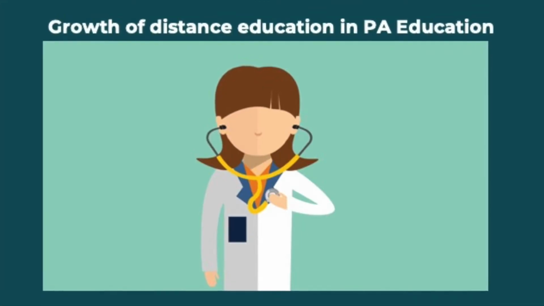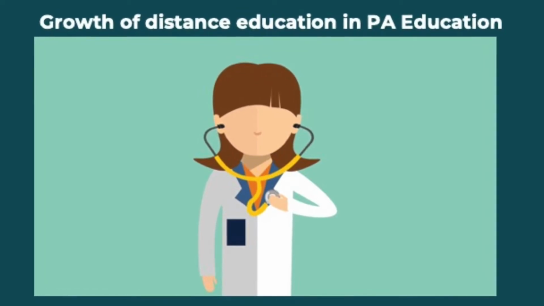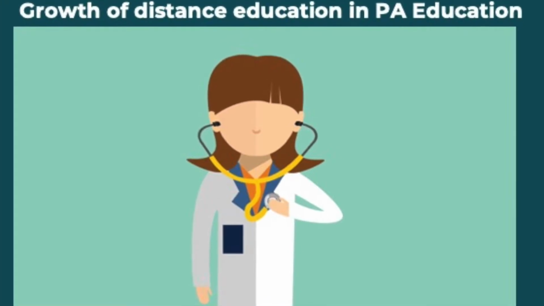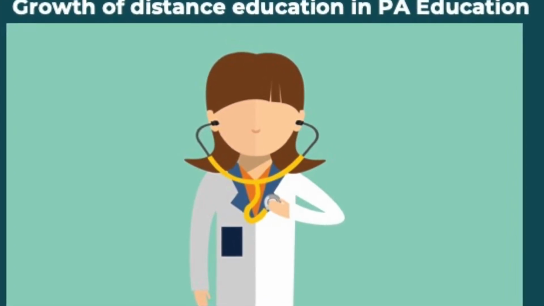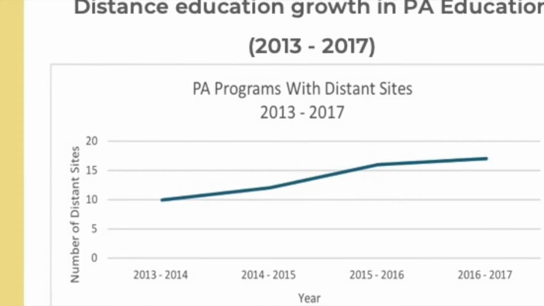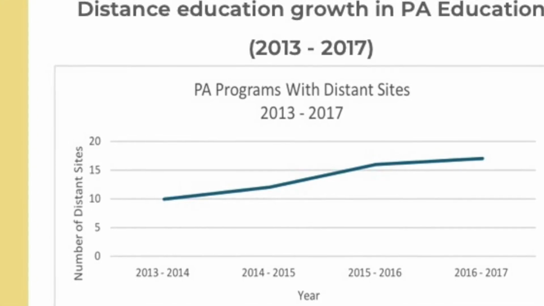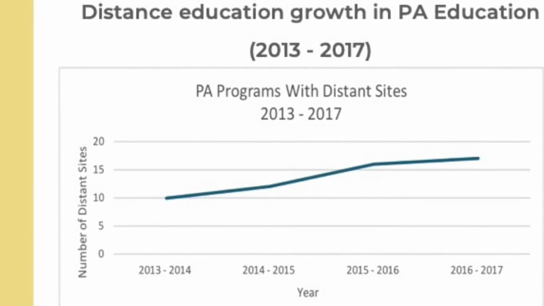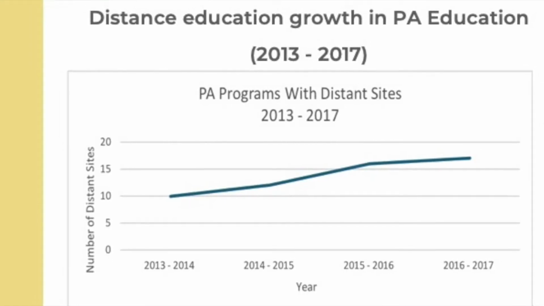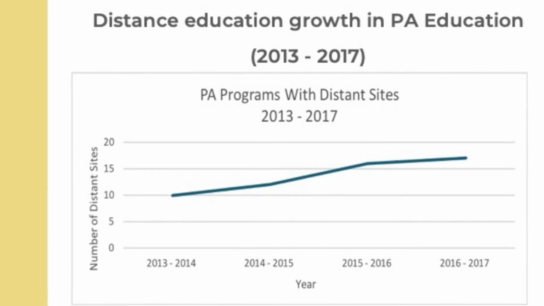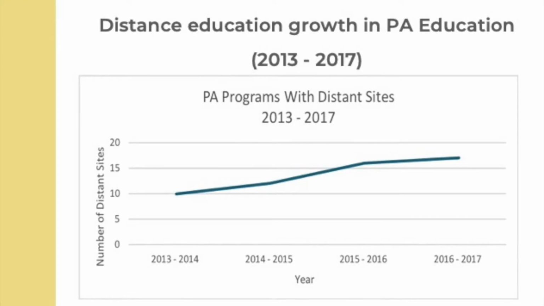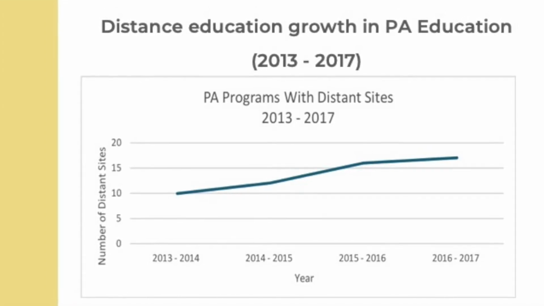We have talked about the United States and the growth in the state of Utah when it comes to educational technology in higher education, but let's take a look at the PA profession and our PA program specifically. According to data from PAEA's Programs Report, over the last 4 years, there has been an increase in the number of programs with distant sites. In 2013, there were 10 sites, and in 2017, there were 17 sites. This is consistent with the idea that technology is growing. It's growing in our country, it's growing in our state, and it's growing in PA education.